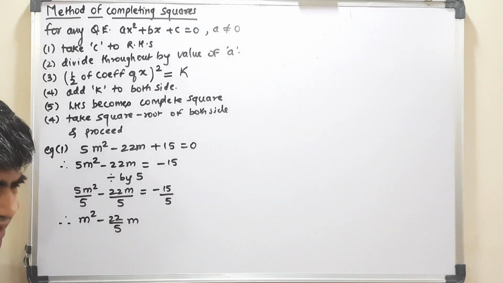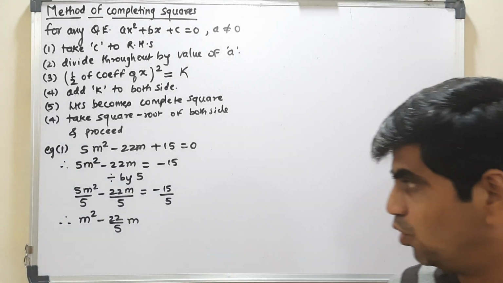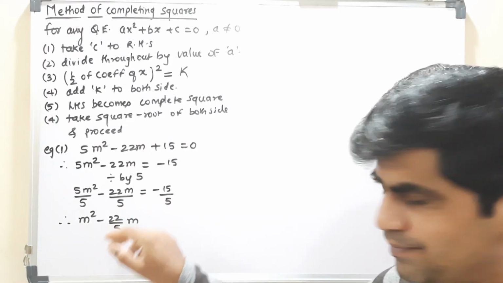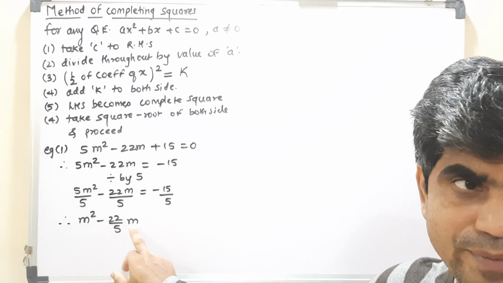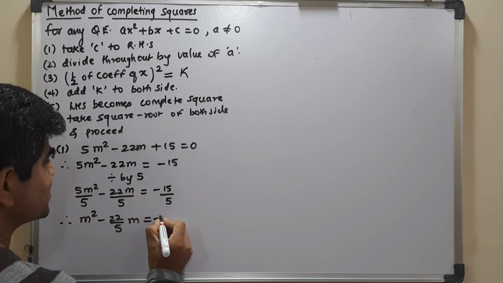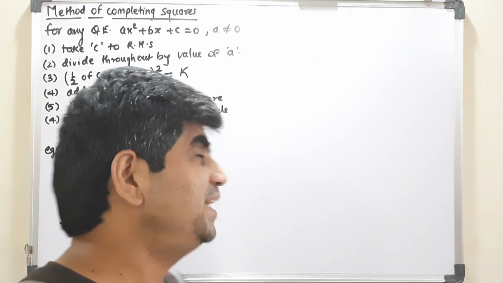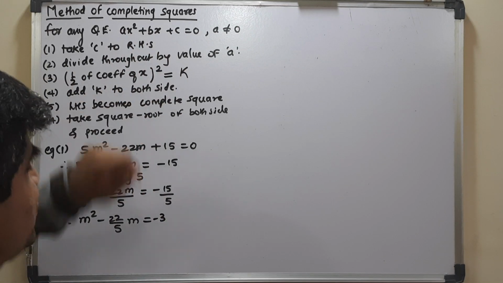See, how did I write? I could have written 22m by 5, but I want to show the coefficient, which is minus 22 by 5. I want to show that coefficient separately, that is why I separated this m from it. And then this is perfectly divisible, that is minus 3. Now my step number 1 is completed, step number 2 is completed. Right?